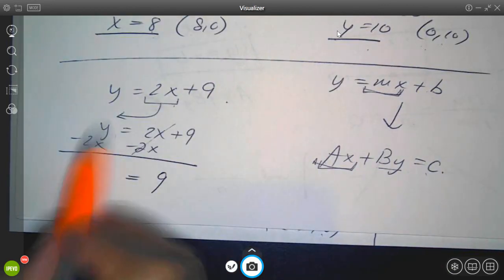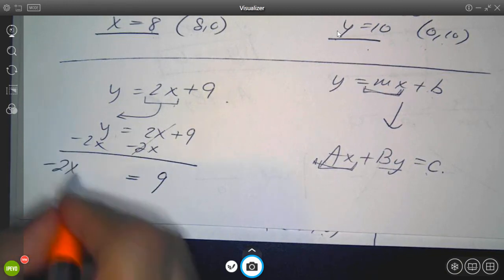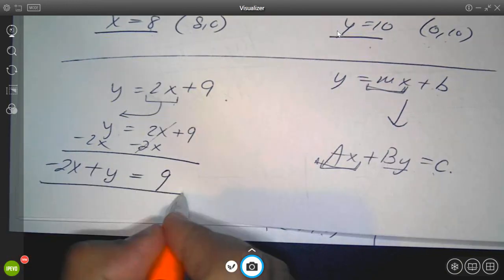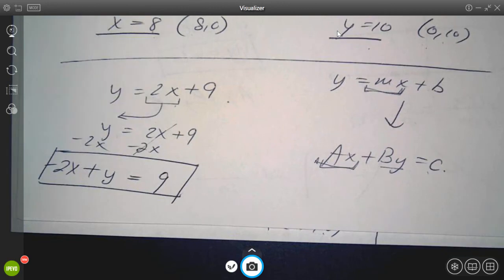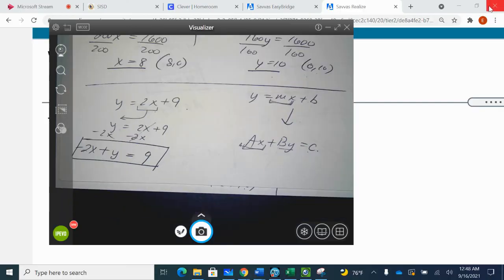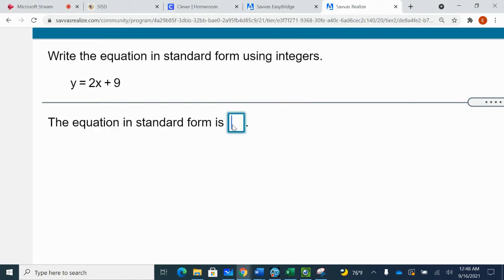Now here, following the format, ax plus by. And there it is. Notice how just by doing that simple step, the 2x taking it to the left side, I converted this into a standard form. Negative 2x plus y equals 9.